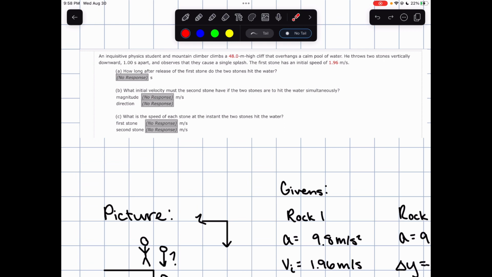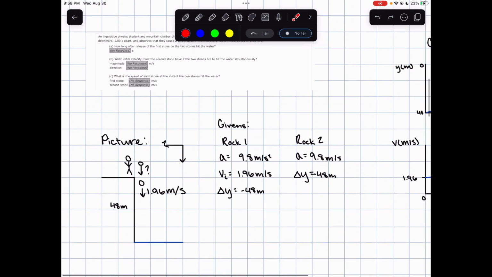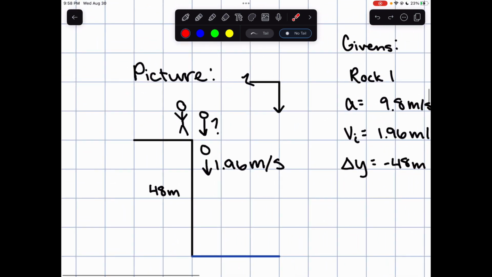We're going to start by looking at part A and solving for how long after the release of the first stone the two stones hit the water. So we're solving for the time it took for both the stones to hit the water. Next, we're going to draw our picture so we can get a visual of what's going on in this problem.